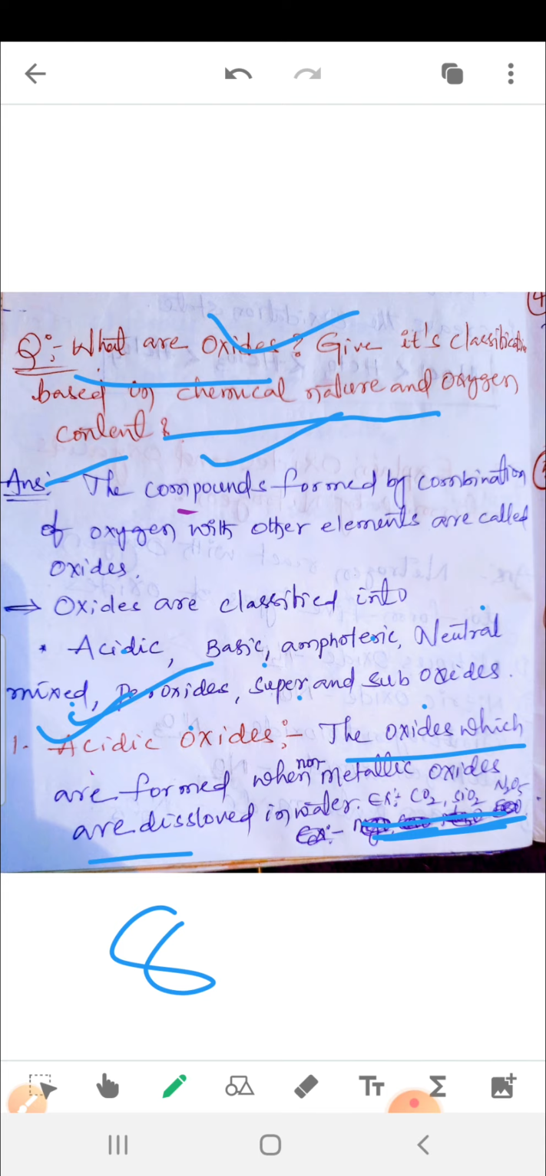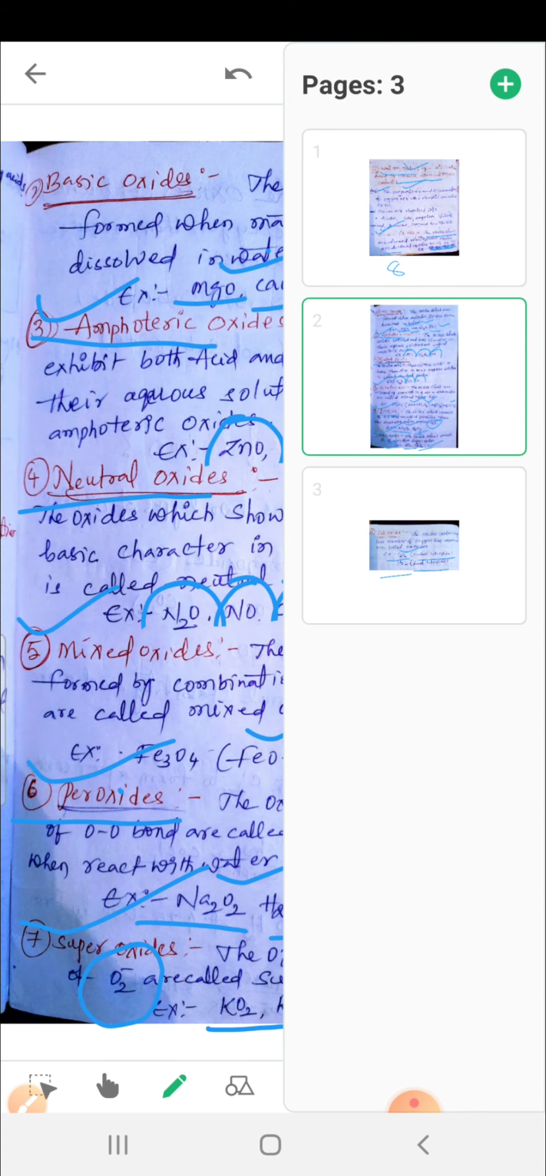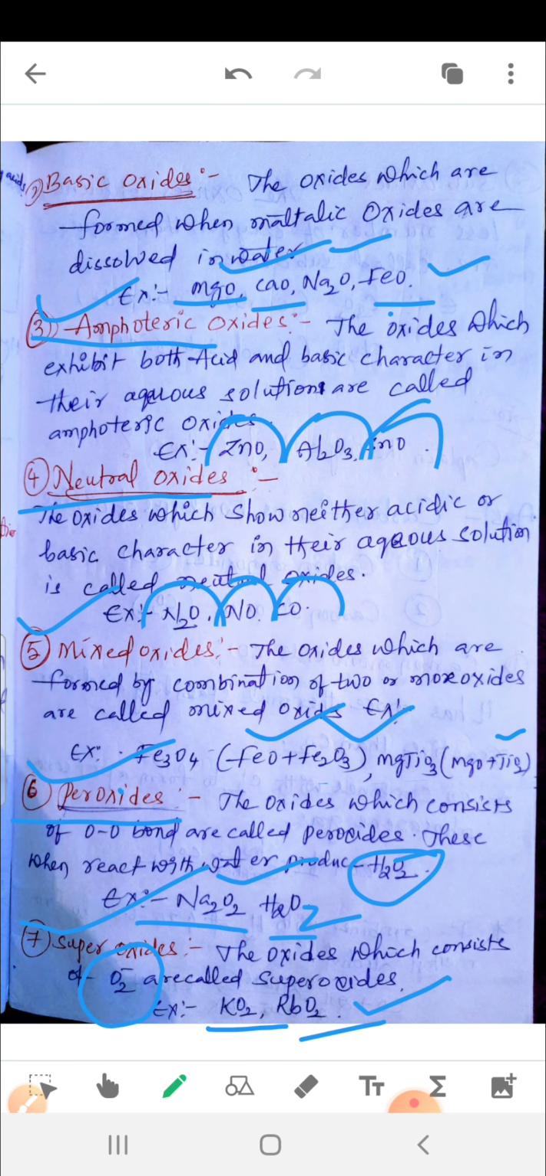This classification and examples: the definition is simple, and for the examples you have to remember which type of oxides come under amphoteric, neutral, mixed, peroxide, basic, or superoxides. You have to remember a perfect example for each, for the basic oxide for example: magnesium oxide, calcium oxide, Na2O come under basic oxides. Like that you have to remember and practice enough.